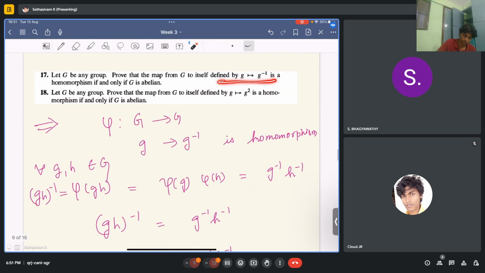Okay, so this is one such thing. There is another statement like this. The map from G to itself defined by g going to g square is a homomorphism if and only if G is abelian. Here we are having g inverse, and here there's another map. This is g square also.